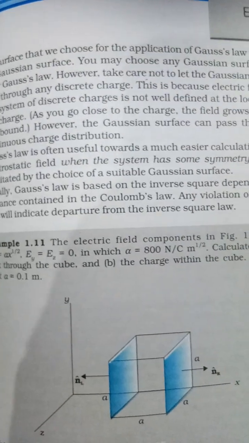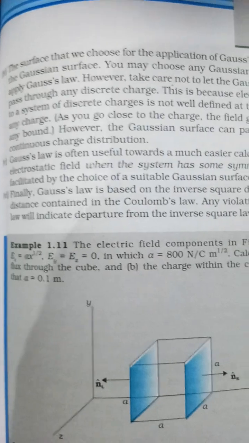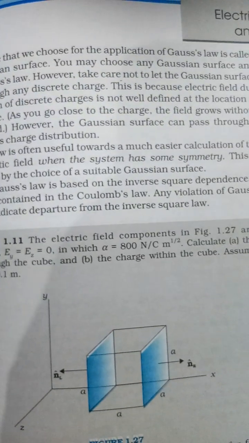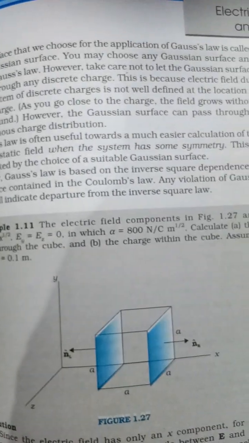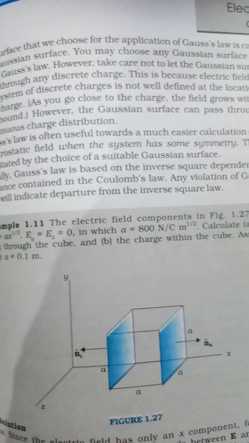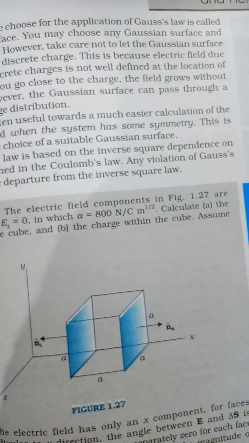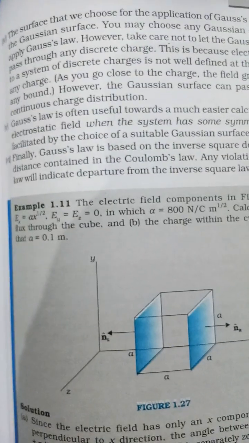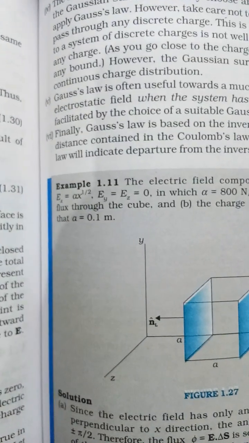You may choose any Gaussian surface and apply Gauss law, but take care not to let the Gaussian surface pass through any discrete charge. This is because the electric field due to a system of discrete charges is not well defined at the location of any charge. As you go close to the charge, the field grows without any bound. However, the Gaussian surface can pass through a continuous charge distribution.